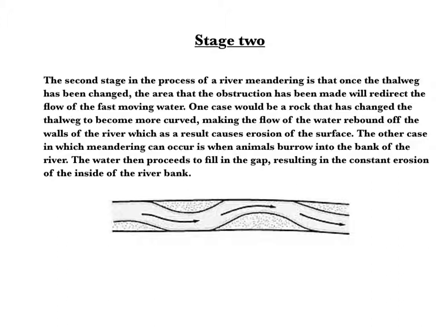The other case in which meandering can occur is when animals burrow into the bank of the river. The water then proceeds to fill in the gap, resulting in the constant erosion of the inside of the river bank.